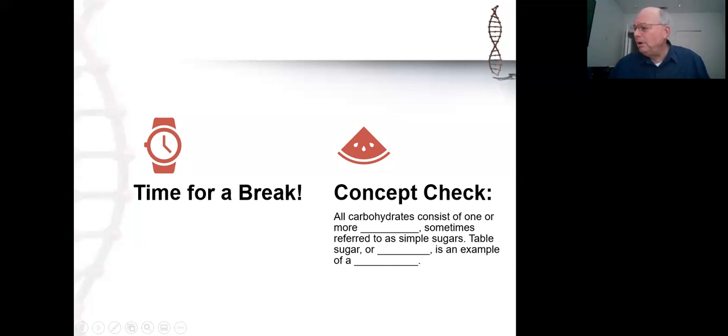So all carbohydrates consist of one or more monosaccharides, sometimes referred to as simple sugars. Table sugar, or sucrose, is an example of a disaccharide.